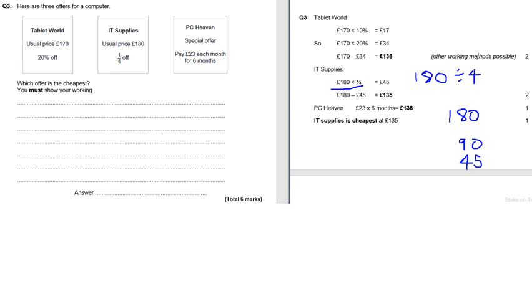PC Heaven. Again, when I'm showing my working out, I would do 26 times 6 and think about it in months, and we got the 138. And it says which offer is cheapest. Make sure you answer the question and say this one is cheapest. Okay.